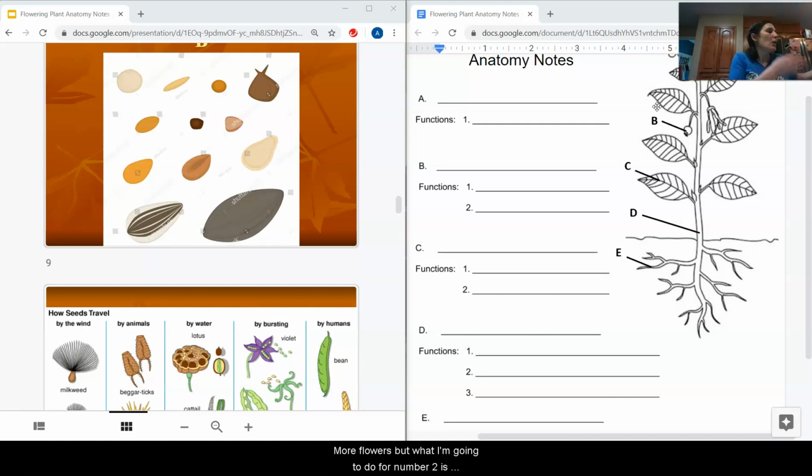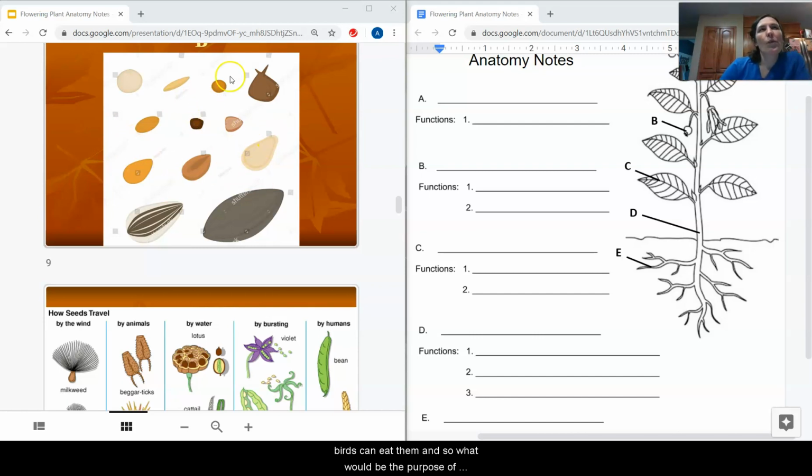Okay. But what I'm going to do for number 2 is I'm going to actually call it a seed. Okay. And again, variety of seeds. We eat a lot of seeds. We eat corn, it's a seed. We eat peas, that's a seed. And we eat like sunflower seeds. So sometimes you actually eat the seeds. Bears can eat them, birds can eat them.